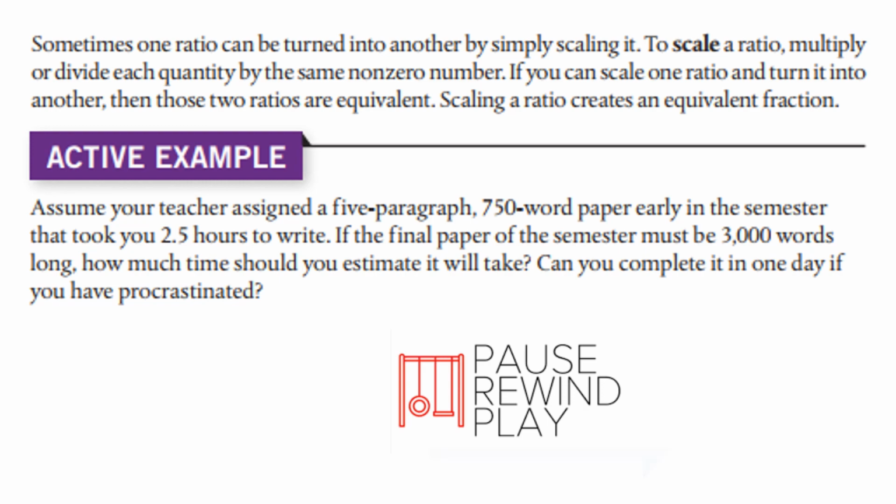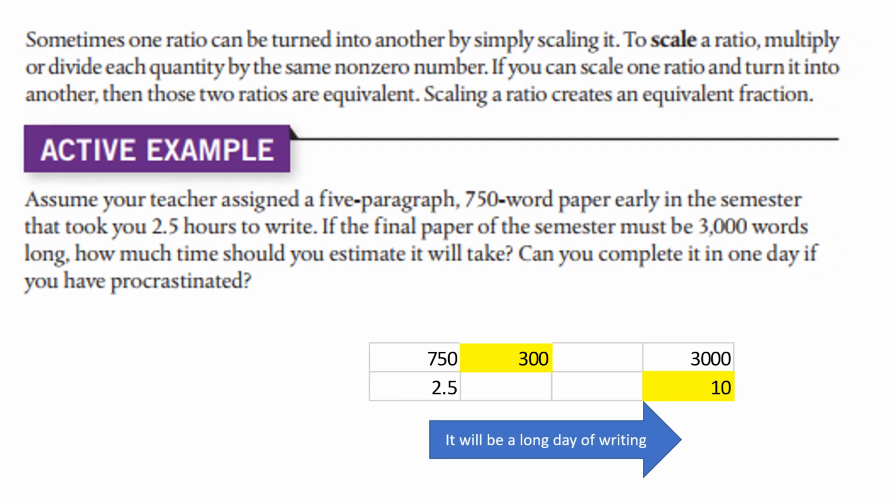Let's see. So you see 750 words took you 2.5 hours. So to do 3,000 words, I would be multiplying by 4 across the top, and 4 across the bottom. So it should take you 10 hours to do that problem. And 10 hours is a very long day of writing.